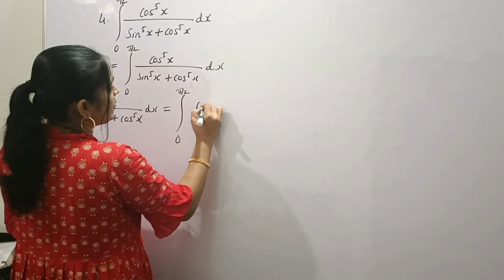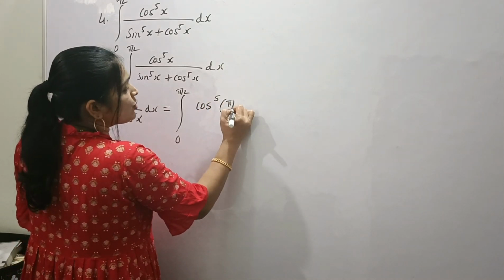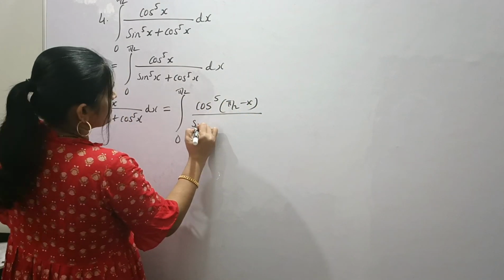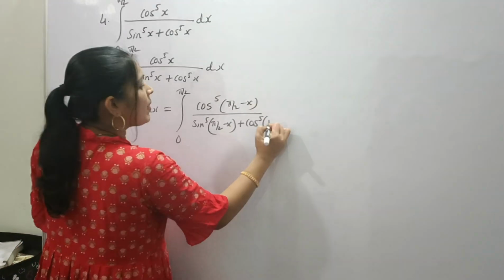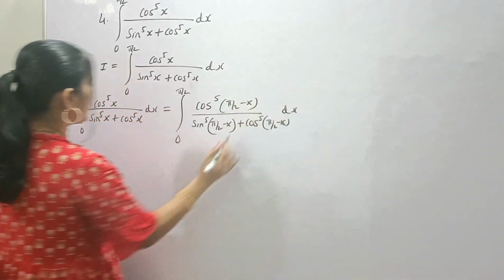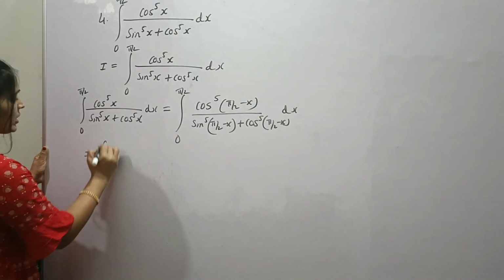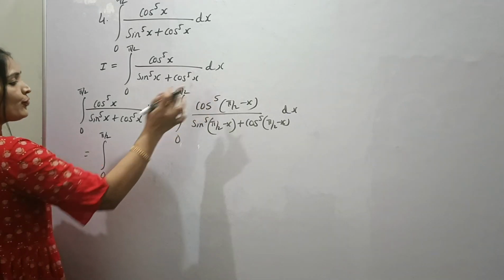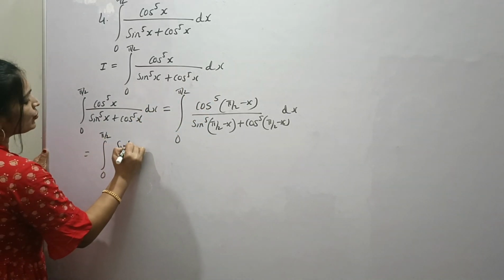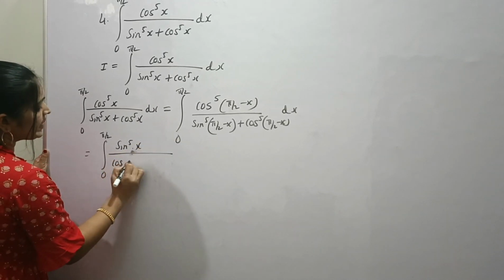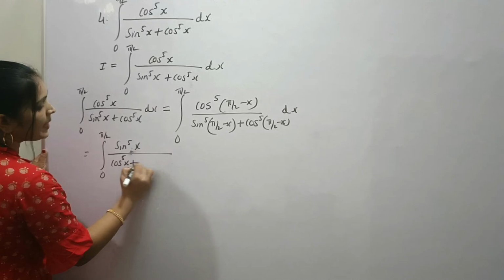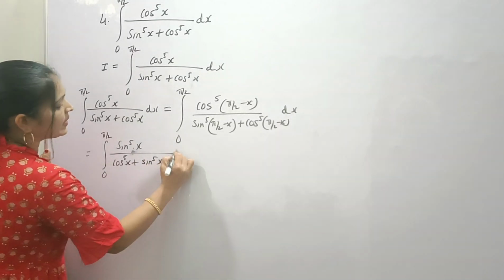So here, apply the property, integral 0 to pi by 2. In place of x, we will write pi by 2 minus x. Cos raised to 5 of pi by 2 minus x divided by sin raised to 5 of pi by 2 minus x plus cos raised to 5 of pi by 2 minus x dx. That is equal to integral 0 to pi by 2, cos raised to 5 of pi by 2 minus x is sin raised to 5x, divided by cos raised to 5x plus sin raised to 5x dx.